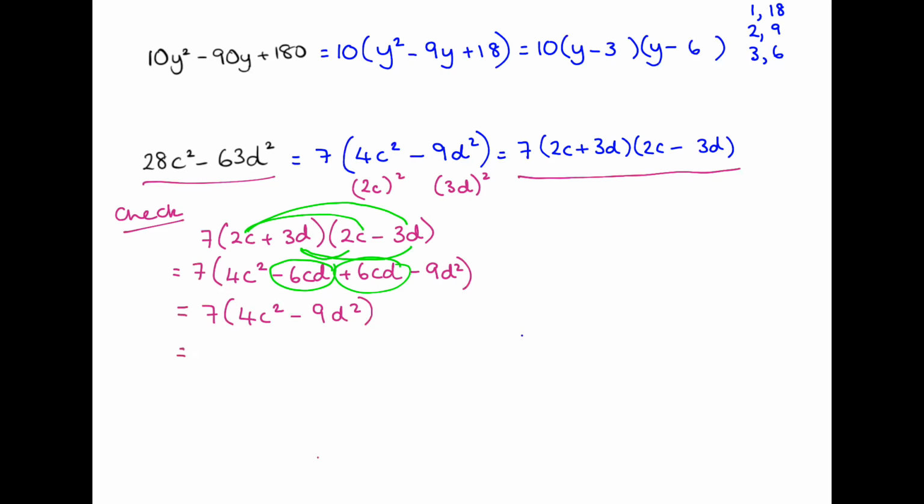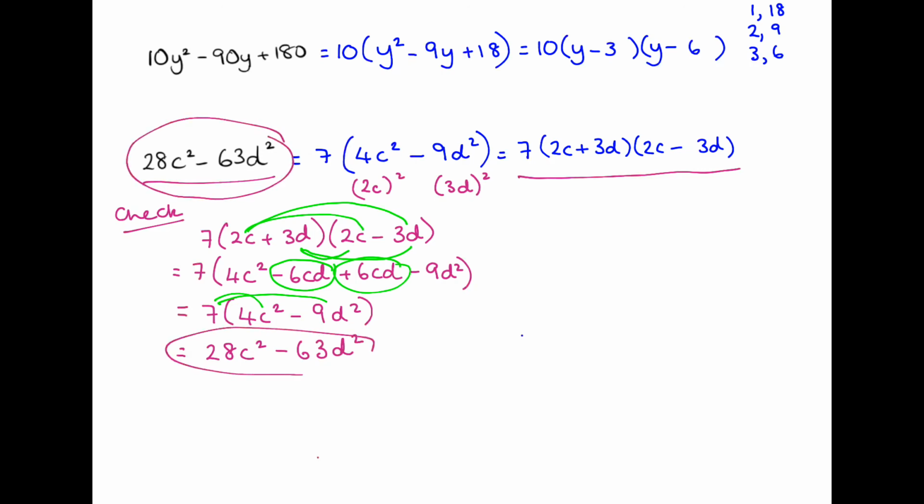And then if we carry on our multiplying out, 7 times 4c squared is 28c squared, and 7 times negative 9d squared is negative 63d squared, which is what we started off with here. So we know we've checked that that was the correct factorising. Okay, so if you've got time in an assessment, you can always multiply out to check your factorising. Anyway, well done with that.